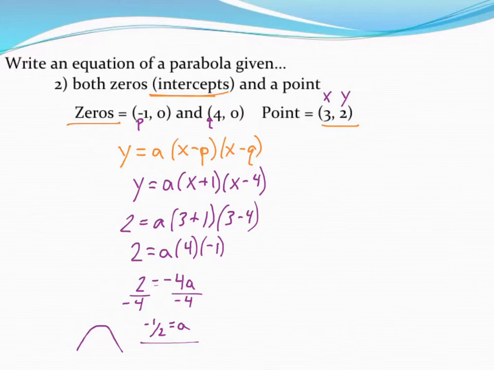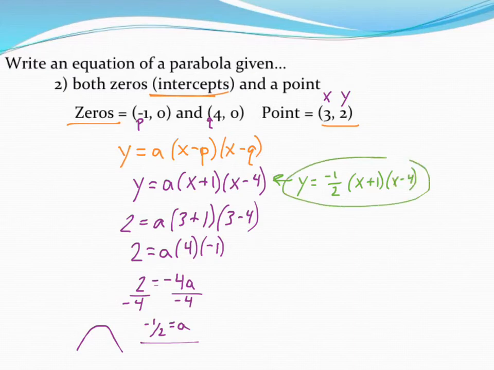So once again, let's go back to this step right here and plug in the a value we just found. So for our final equation, y and x will still be in there. So we're going to say y equals -1/2, and then (x plus 1) to get me my first x-intercept, and then (x minus 4) to get my second x-intercept.